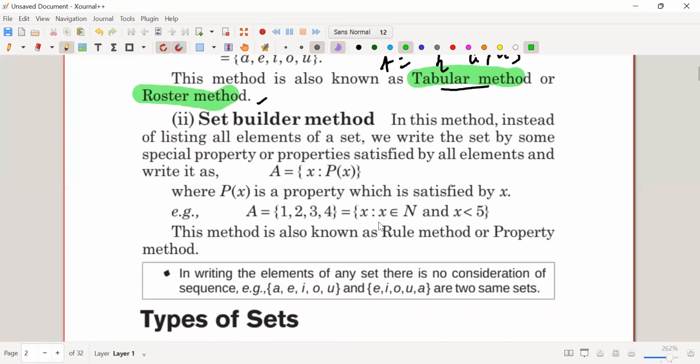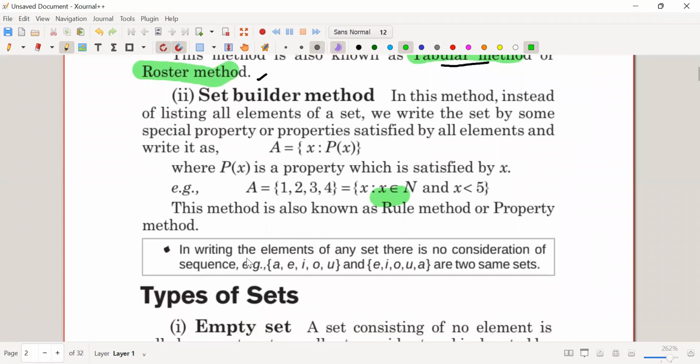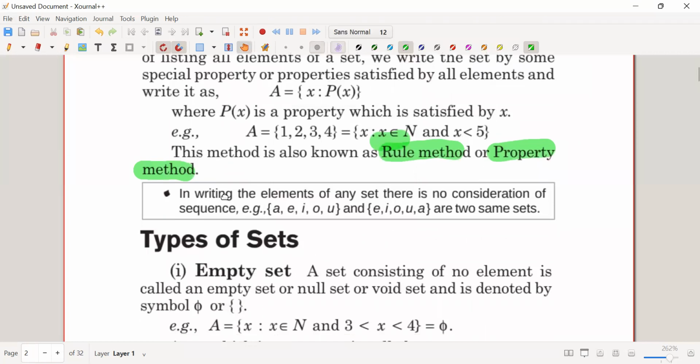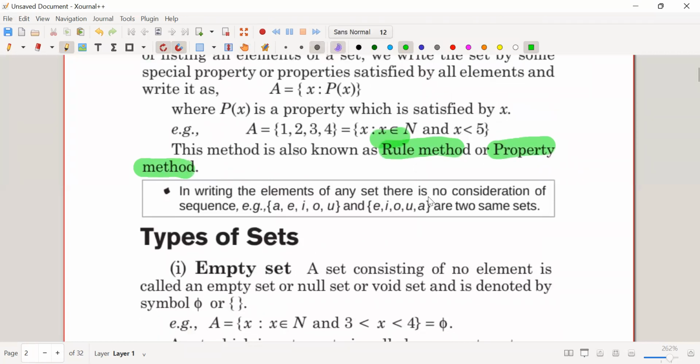X, the function which is getting us X less than 5. All right, that's how from one set we have to create the set builder form also. This method is also known as rule method or property method. Set builder method. In writing the elements of any set, there is no consideration of sequence.